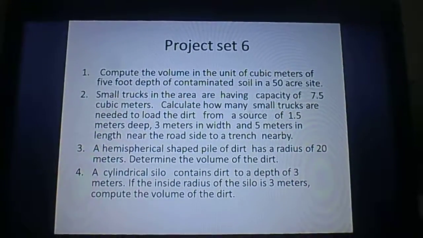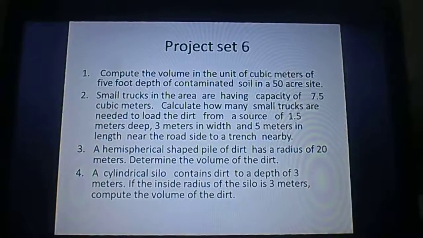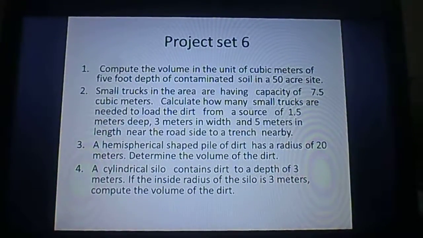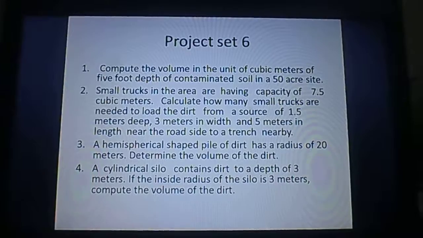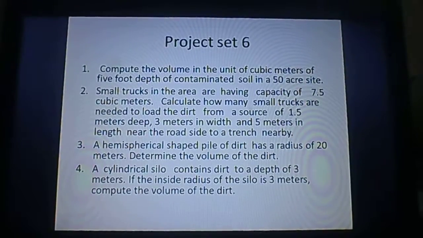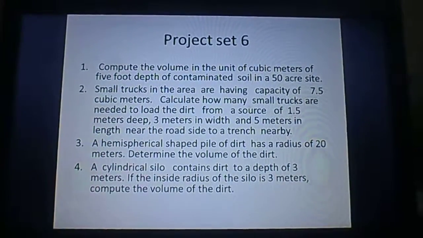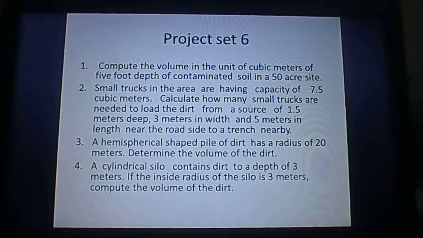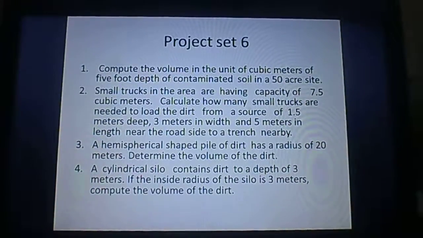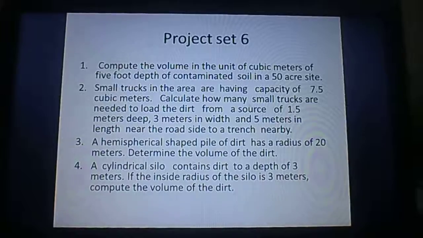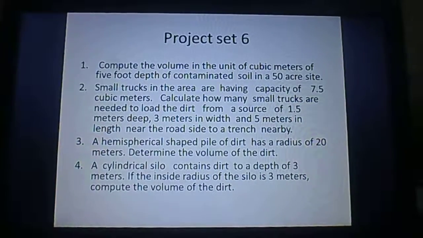Number 2. Small trucks in the area have a capacity of 7.5 cubic meters. Calculate how many small trucks are needed to load the dirt from a source of 1.5 meters deep, 3 meters in width, and 5 meters in length near the roadside to a trench nearby.